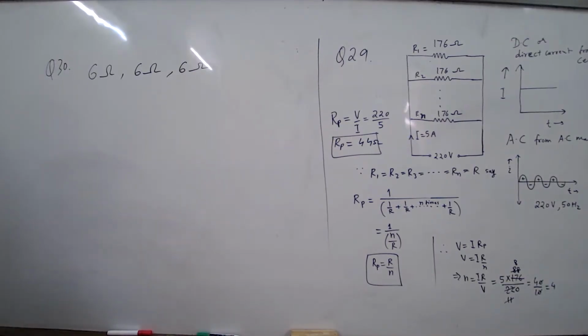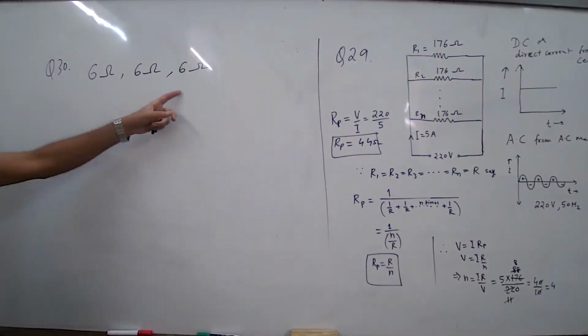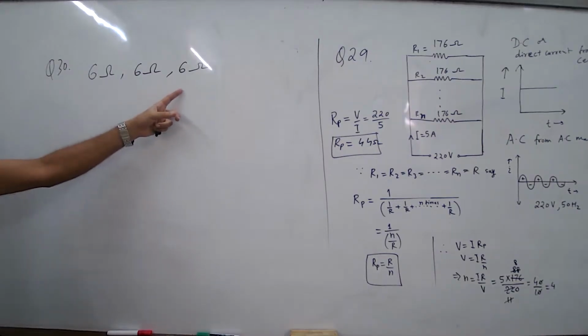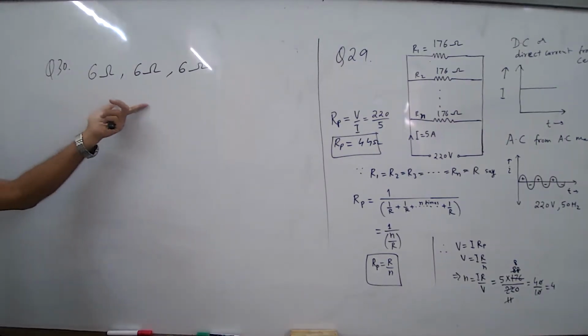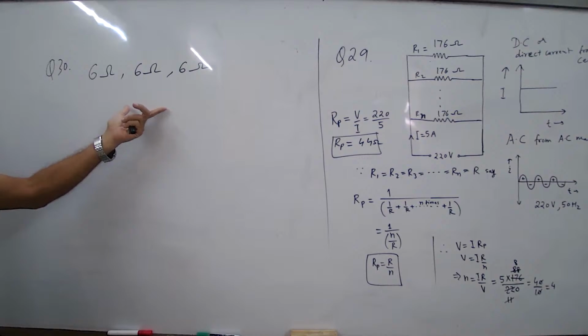So I know that if I add them in series, I will get a total of 18 ohm. If I add all of them in parallel, then I will get 6 by 3.